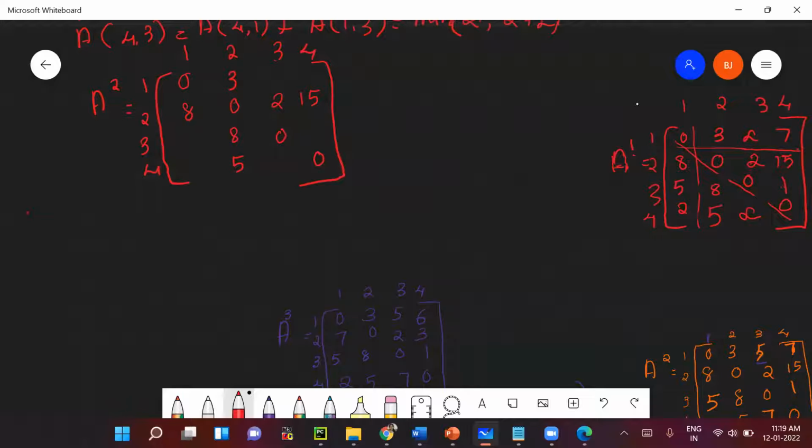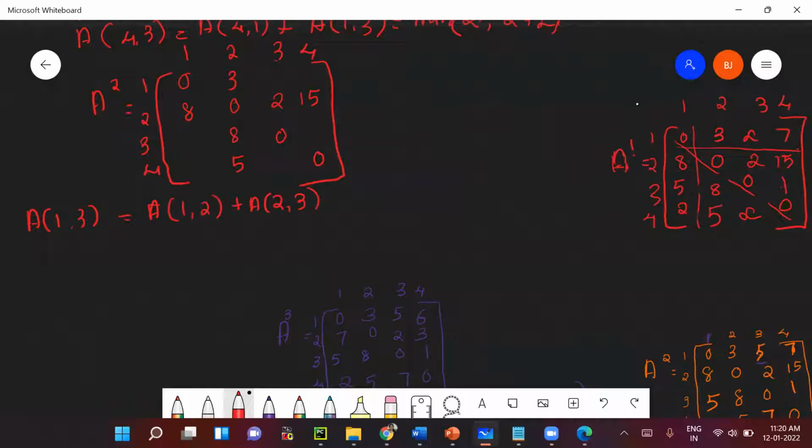What is A of 2, 3? A of 1, 3 is not written. What is A of 1, 3? So now you have to split and write the same thing using 2 as an intermediate vertex. So we are going to write A of 1, 2 plus A of 2, 3. Is it clear?